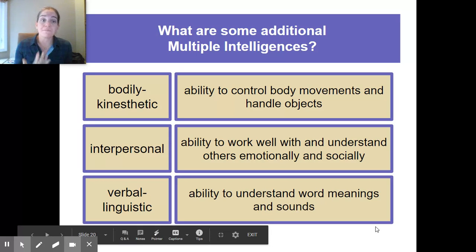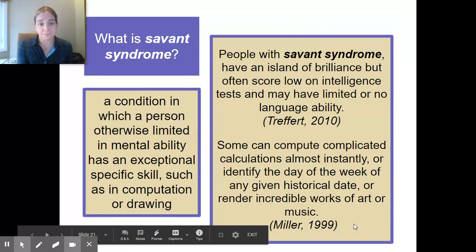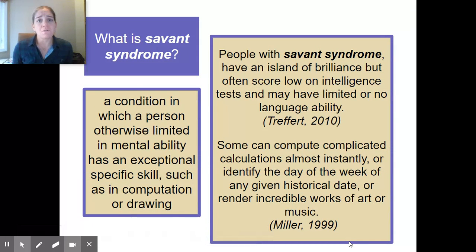Verbal linguistic, are you really good with wordplay? Do you understand nuances of word meanings? Do you read a lot? Do you write a great deal? Okay. The other two that were not there, and are somewhat controversial: there's intrapersonal intelligence, which is the ability to know oneself, your strengths, your weaknesses, etc. There's naturalist intelligence, as I said, your ability to navigate through the environment, and existentialist intelligence. The last two are a little bit controversial. I mean, his whole theory has somewhat been debunked, but that being said, it is important for us to know about it.